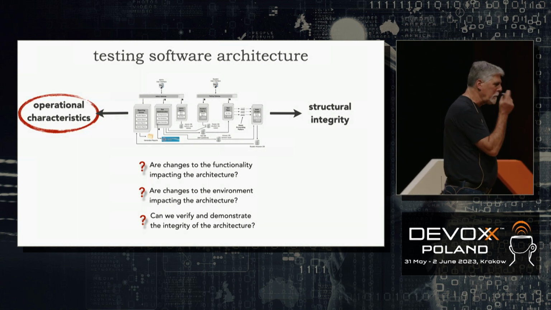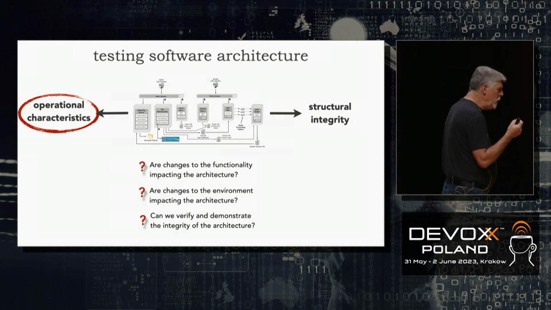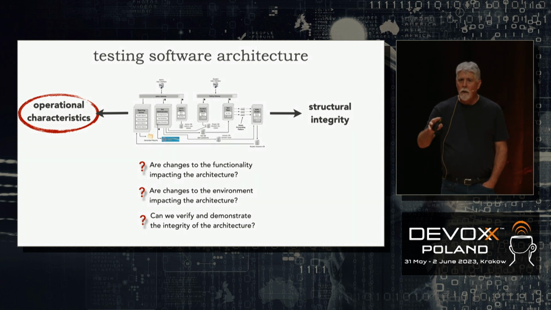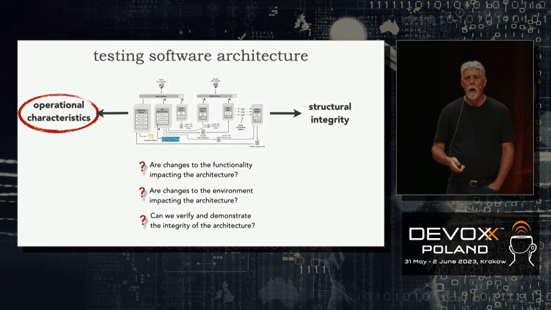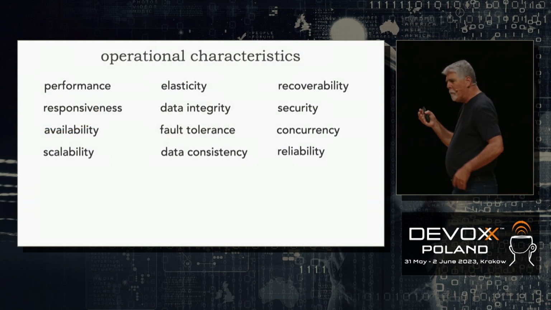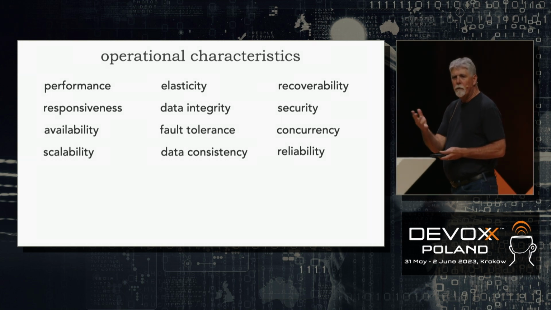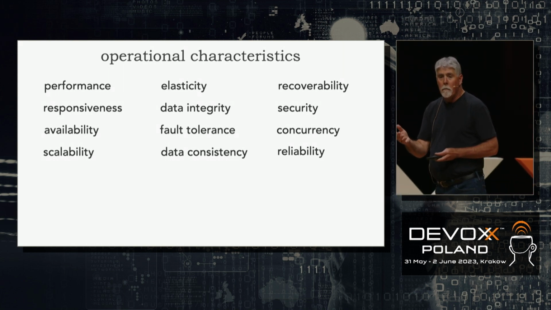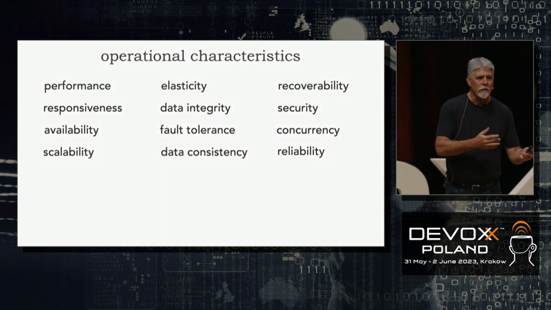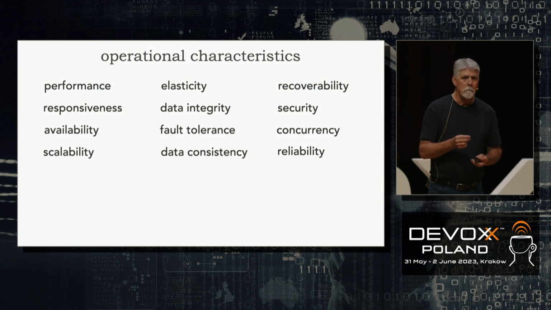Okay, let's take a look at the operational characteristics first. Those tests that we can write to verify the integrity of our architecture from an operational characteristics standpoint. These are just a partial list of what I'm talking about. Is the system available? Is it reliable? Does it perform? Is it responsive? Is it fault tolerant? What's our error rates? All of these are operational things that we can actually measure.